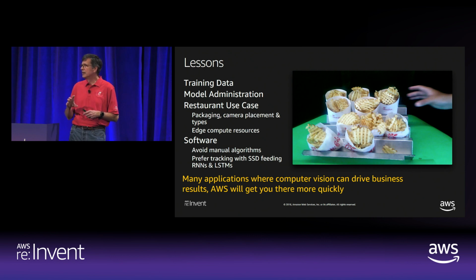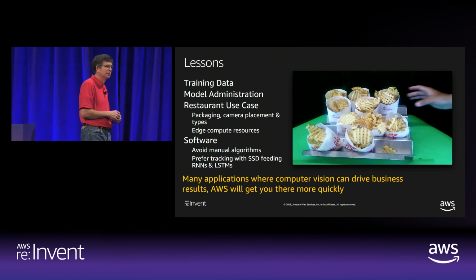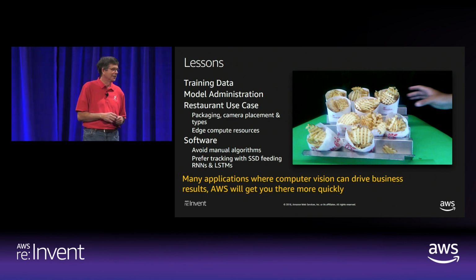In fact, I think Chick-fil-A, I'm not sure I can say publicly, but I think there are some changes in store for the packaging of waffle fries. Again, you wouldn't want to be in a situation where it took you 6 months to go back and retrain all these models. So packaging was clearly important. Camera placement was important. If we would have been able to put the camera over top of the fries, that would have eliminated the occlusion problem.